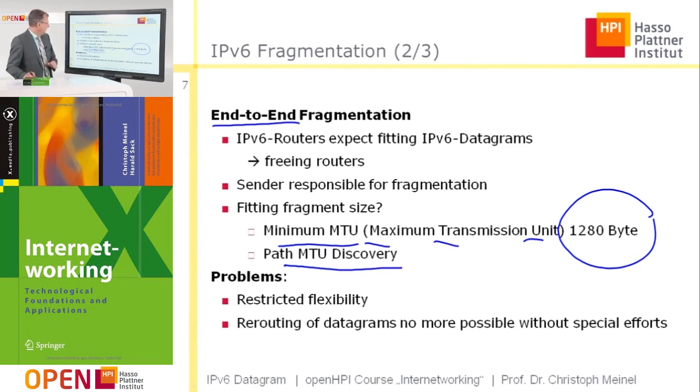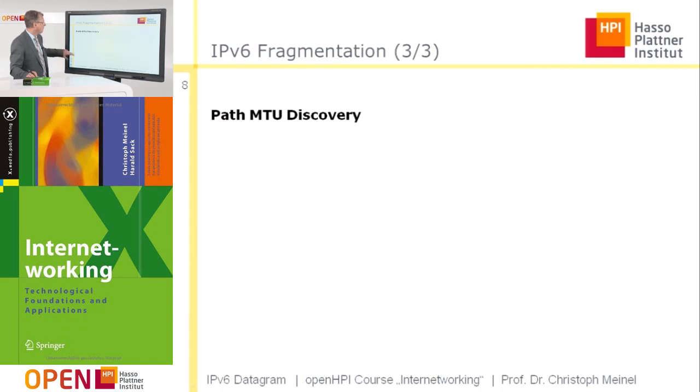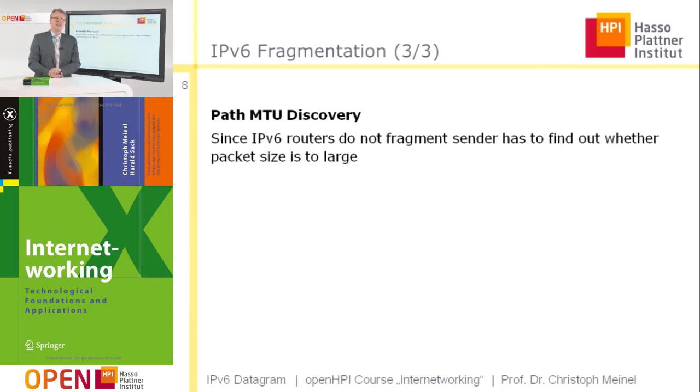So if the packet is rerouted, then rerouting of the packet is no more possible without special efforts. Special effort means that for the new path, a new computation of the MTU, of the minimal path MTU, is necessary. Let's have a look at this mechanism of computing the path MTU.